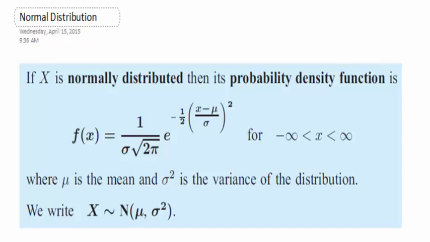Okay, so let's look at another distribution. We're going to look at what's known as the normal distribution. If x is normally distributed, then its PDF is given by f of x equals this on a domain from negative infinity to infinity, where mu is the mean and sigma squared is the variance, making sigma the standard deviation. And we would write that x is distributed as a normal distribution with parameters mu and sigma squared.